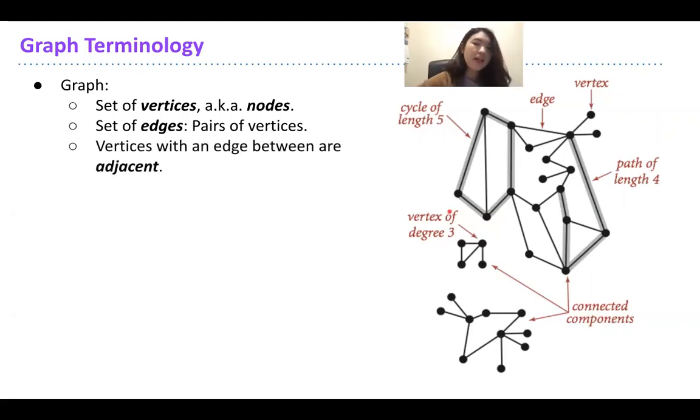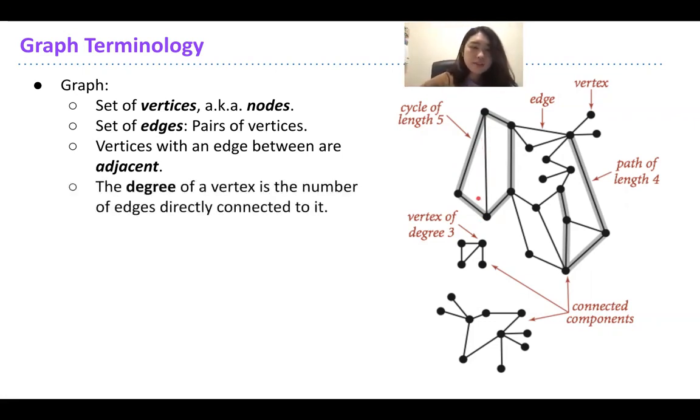Also, vertices with an edge between them are adjacent. What that means, let's look at this specific example we have been seeing: these vertices with an edge, we can say they're adjacent, because adjacent means you're next to each other. So you know that they are connected by this single edge. And also, the degree of a vertex is the number of edges directly connected to it.